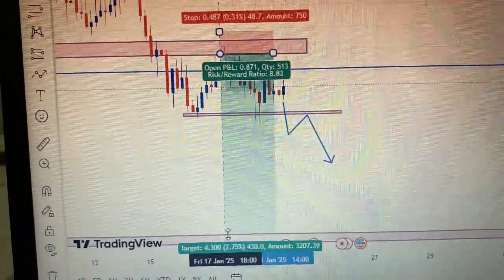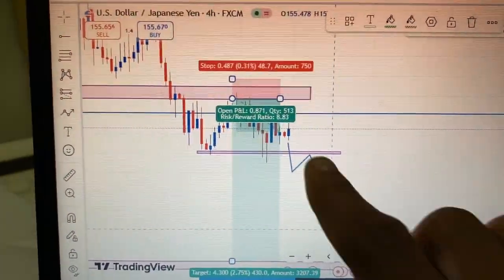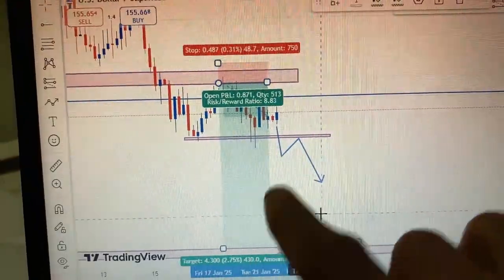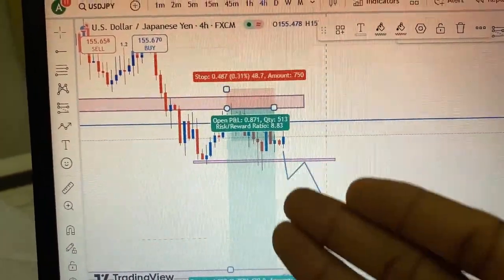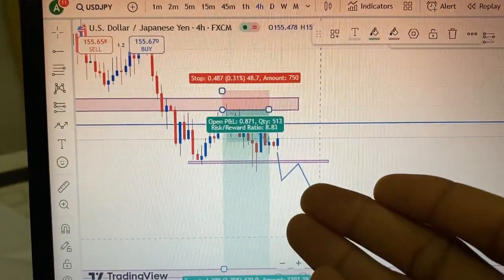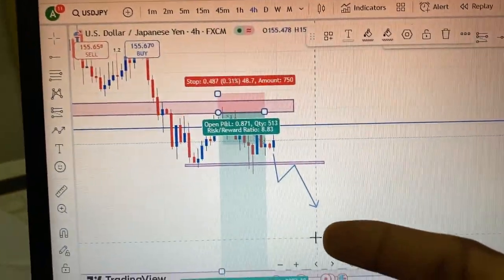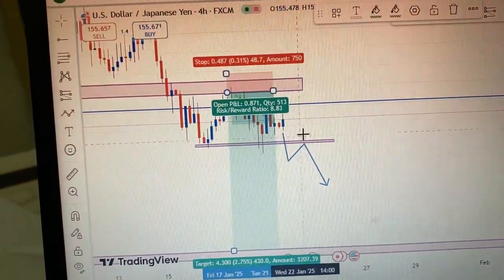The only problem is the volume the market is going to need to push this all the way down, which it is going to do. But how long is it going to take? 3 weeks, 4 weeks, 1 month, 2 months? We don't know. And to be honest, I don't really have that kind of time. But I would still hold this trade as long as I can.